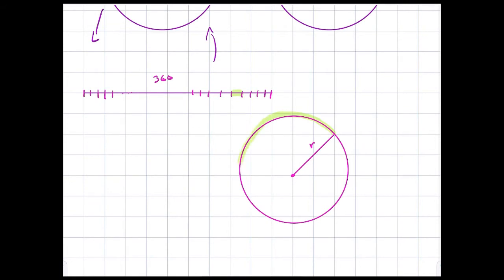I fix that point and spin it and spin it and spin it, and it comes back, and all the points that it traces out are the circle. That is what's on the circle. That's one of the ways of thinking about this. So the radius, and then a position in space, the center of the circle, defines the circle entirely.